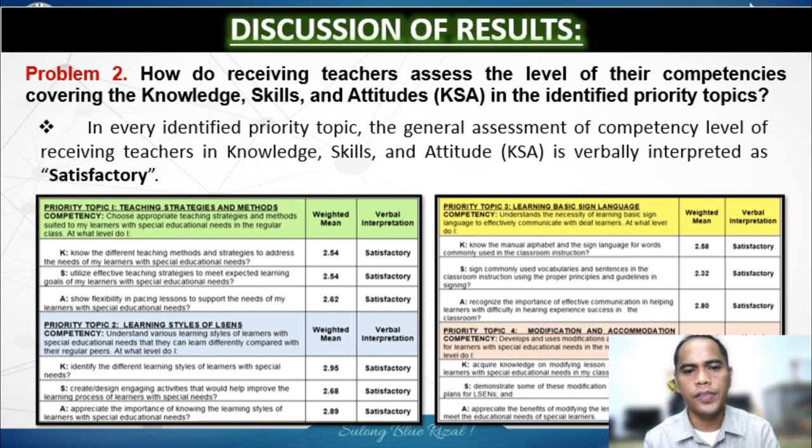For problem number 2, how do the receiving teachers assess the level of their competencies covering the knowledge, skills, and attitudes in the identified priority topics? In every identified priority topic, the general assessment of competency level of receiving teachers in knowledge, skills, and attitudes is verbally interpreted as satisfactory, meaning the receiving teachers would benefit from further training and continuing professional development.